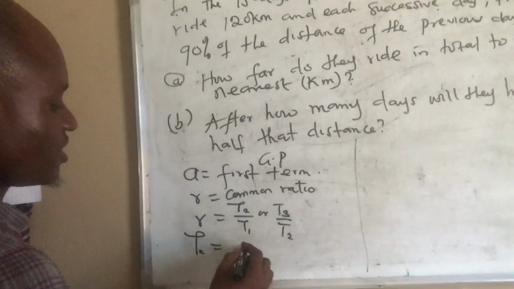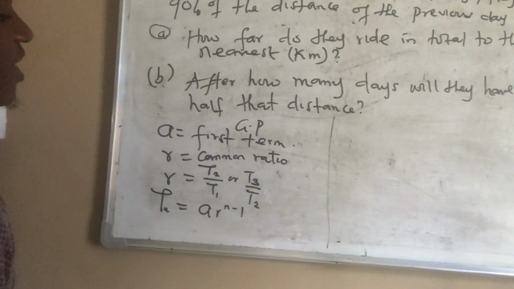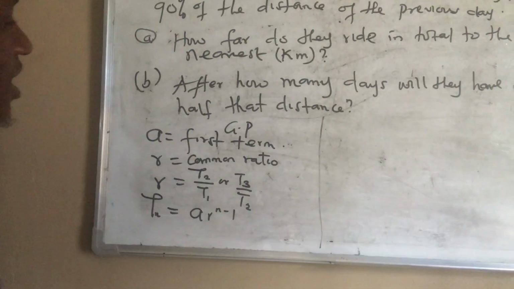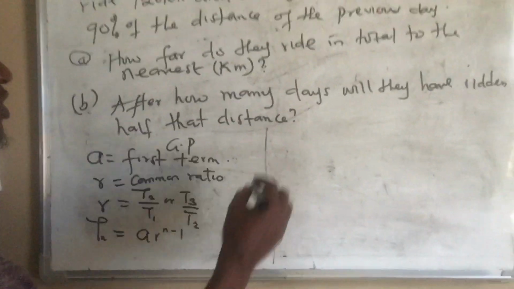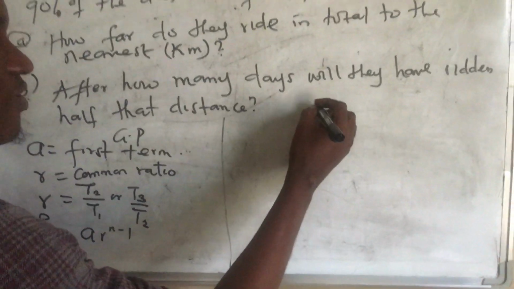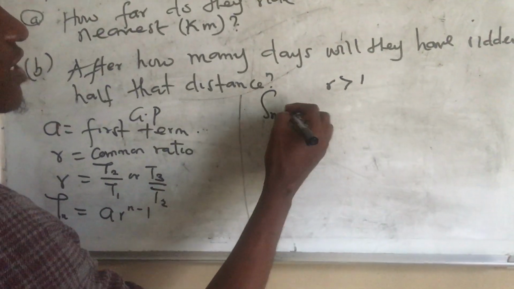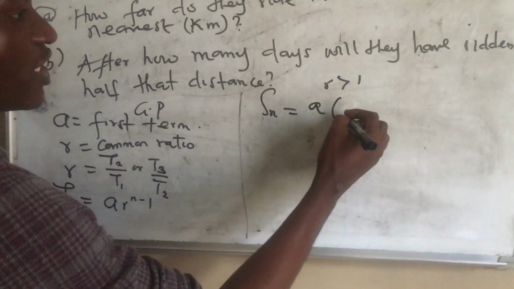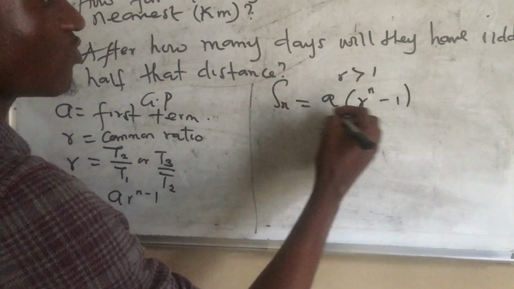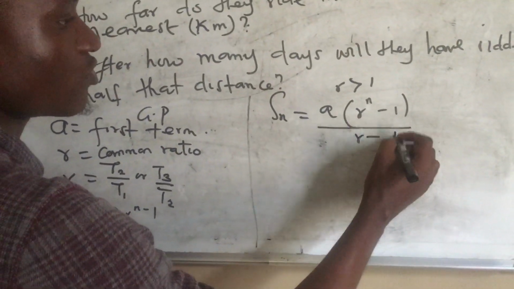And the nth term of our GP is AR raised to the power n minus 1, where our n is the number of terms. And also in our GP, the sum of terms. Now we have two formulas. The first one, when our R, the common ratio, is greater than 1, we have our Sn to be A into bracket R raised to the power n minus 1 over R minus 1.